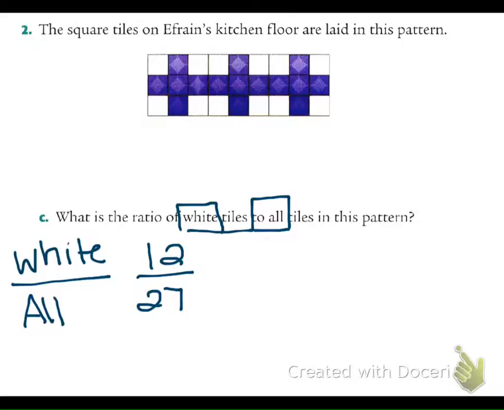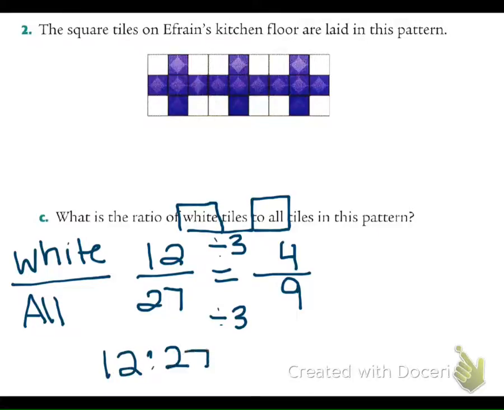Can this ratio be reduced? Take a moment to try and simplify this ratio. Both of these numbers are divisible by 3. So I can reduce and find an equivalent ratio. 12 divided by 3 is 4. 27 divided by 3 equals 9. A 12 to 27 ratio is equivalent to a 4 to 9 ratio.